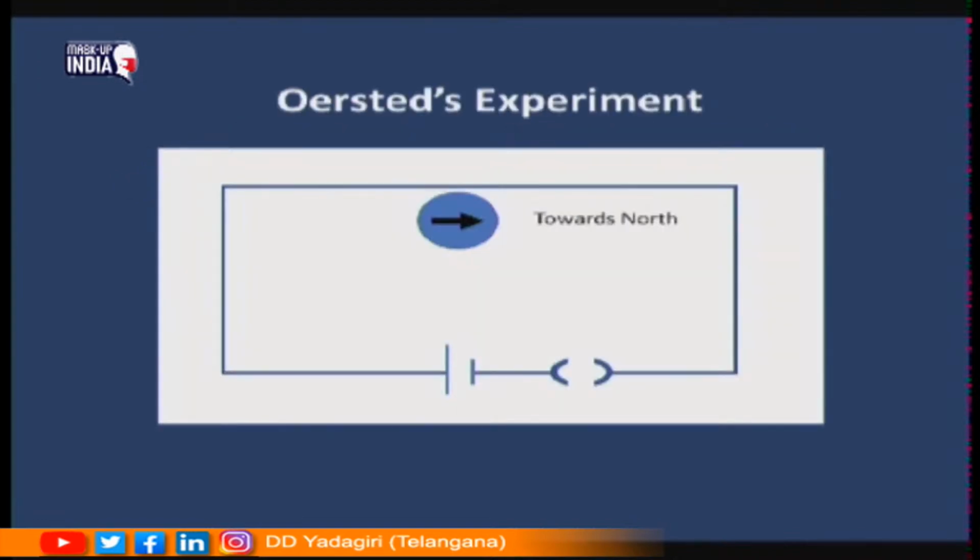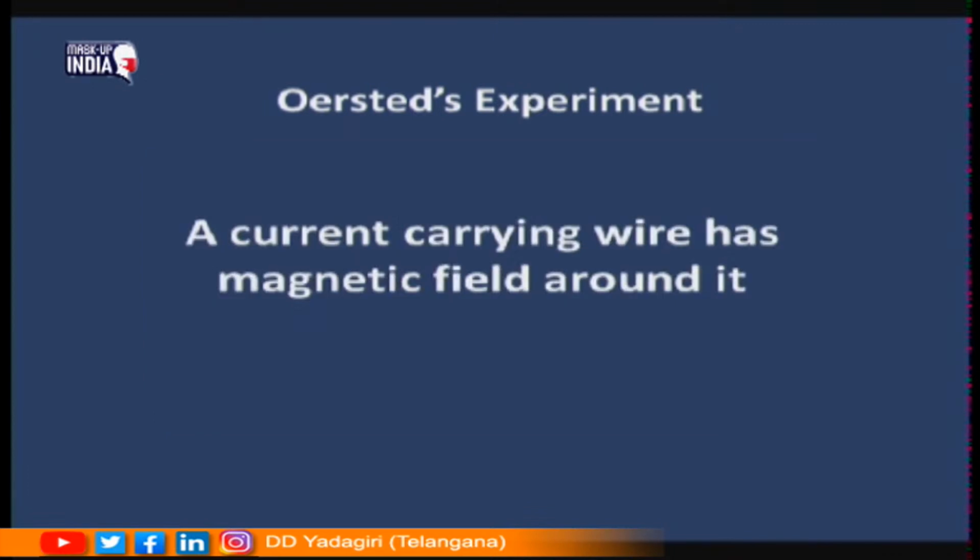We discussed Oersted's experiment, wherein a magnetic compass which is placed close to a wire will show towards north when there is no current in the wire, whereas when there is current in the wire, the magnetic compass will get deflected. This shows that the current carrying wire has magnetic field around it.